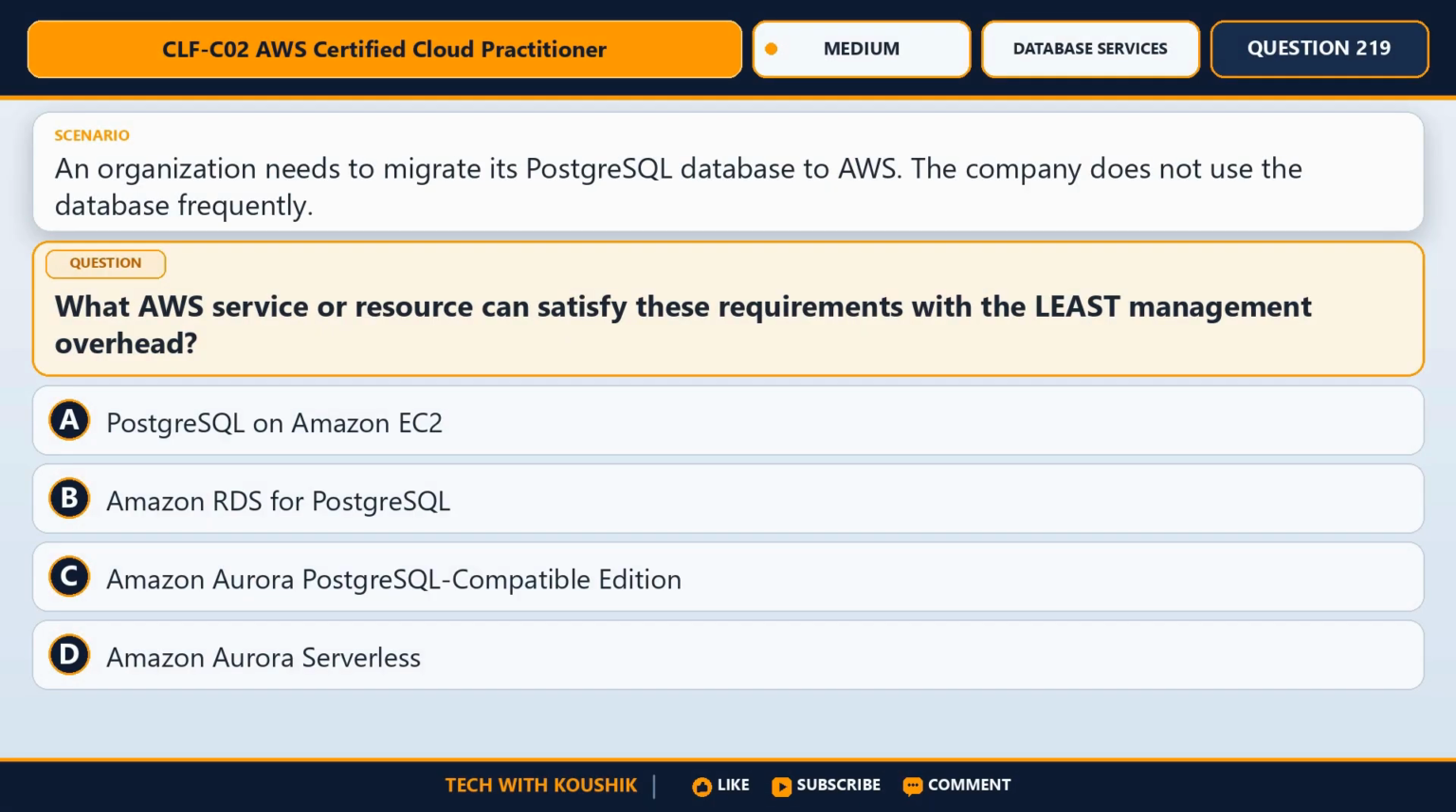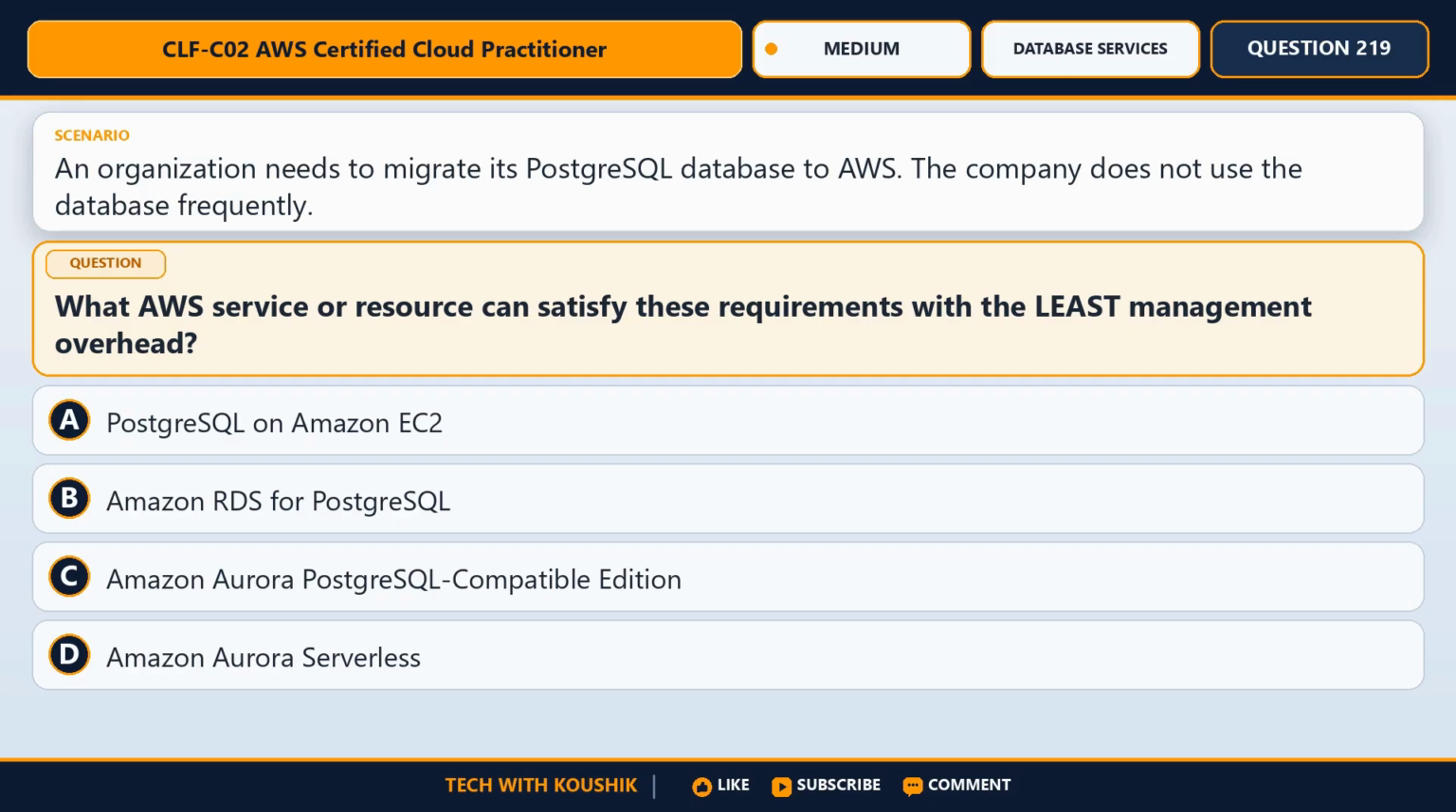Question number 219. An organization needs to migrate its PostgreSQL database to AWS. The company does not use the database frequently. What AWS service or resource can satisfy these requirements with the least management overhead?